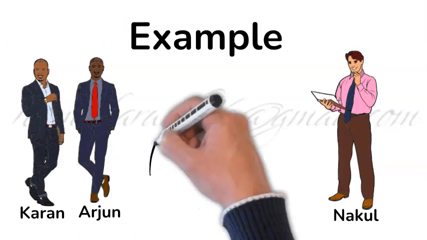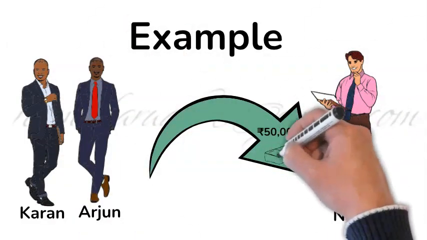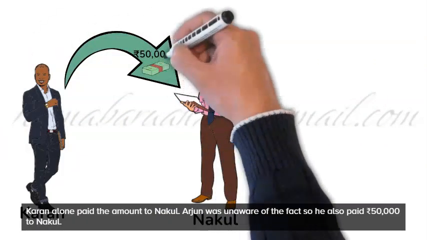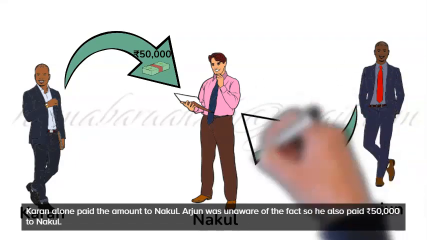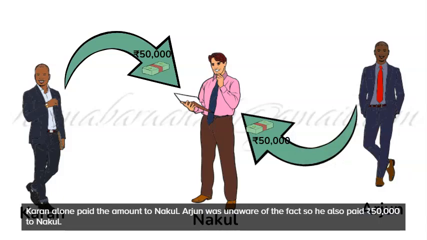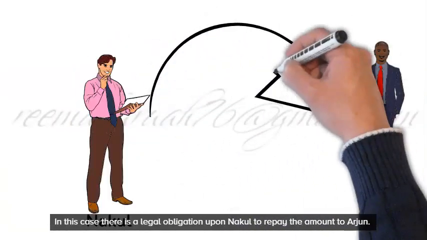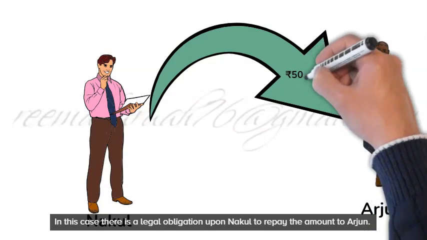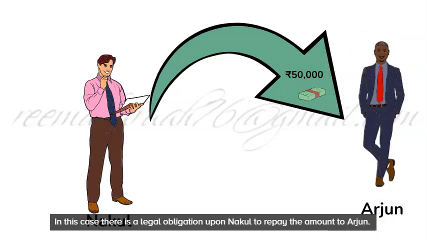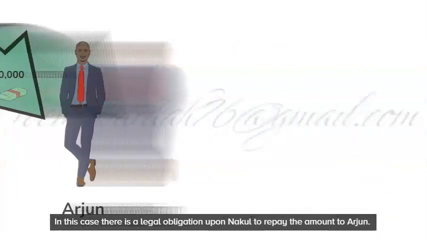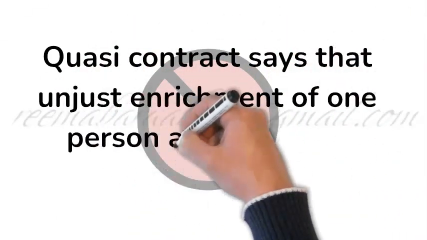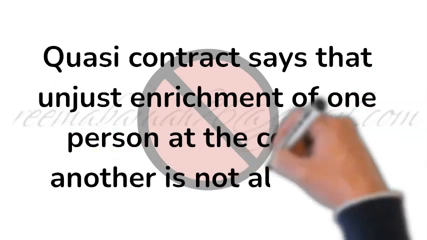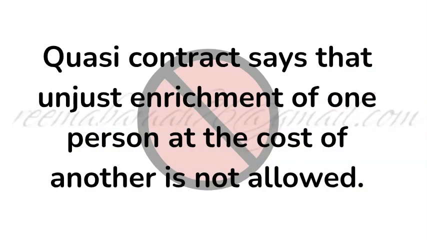Example, Karan and Arjun jointly owed rupees 50,000 to Nakul. Karan alone paid the amount to Nakul. Arjun was unaware of the fact, so he also paid rupees 50,000 to Nakul. In this case, there is a legal obligation upon Nakul to repay the amount to Arjun. Quasi-contract says that unjust enrichment of one person at the cost of another is not allowed.